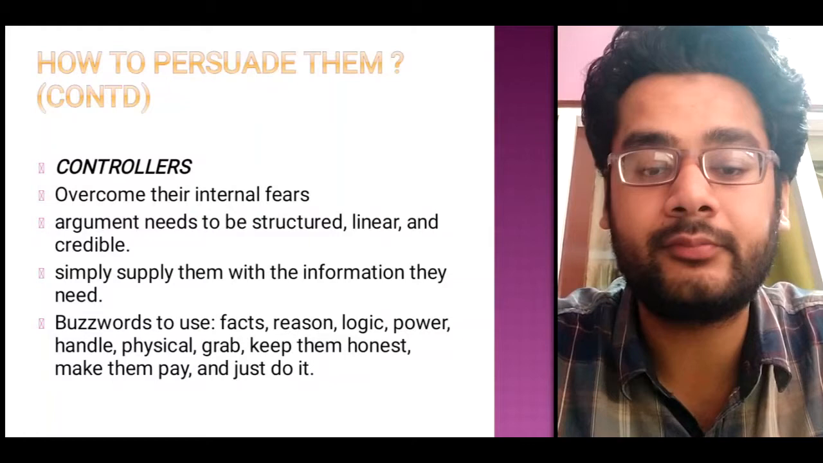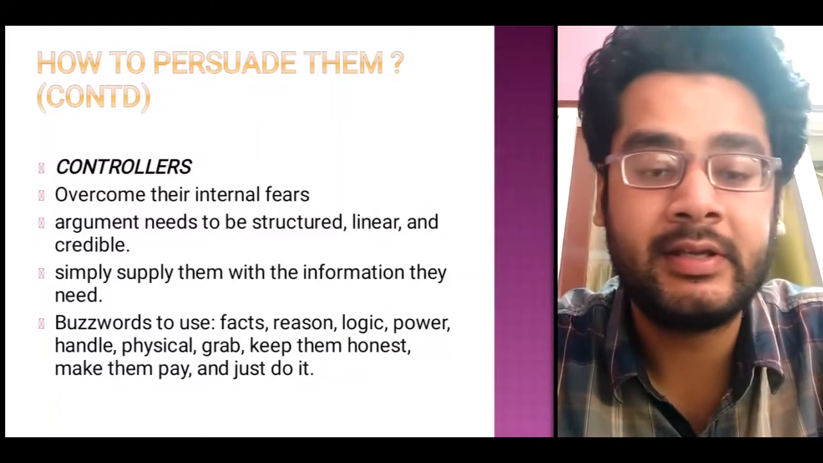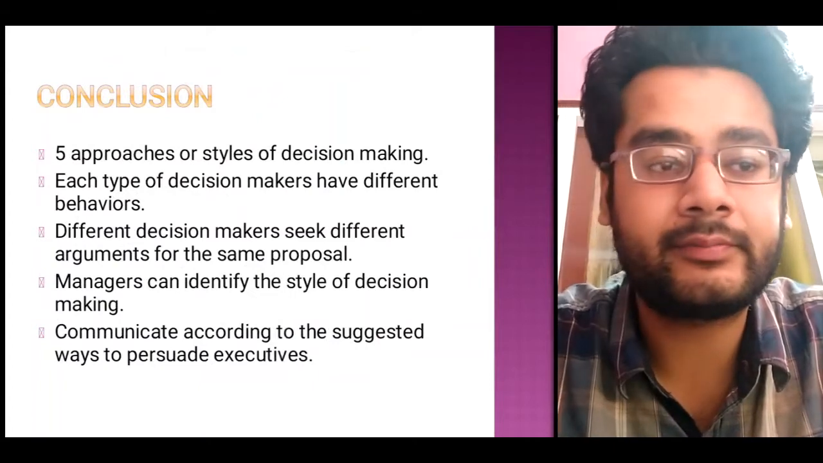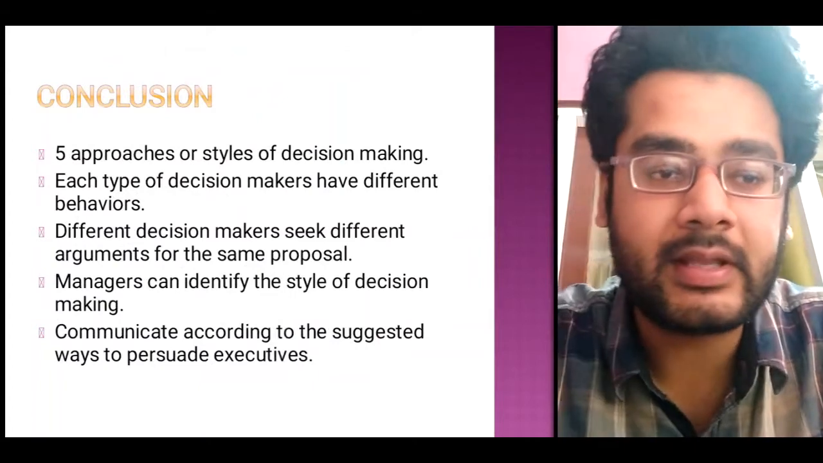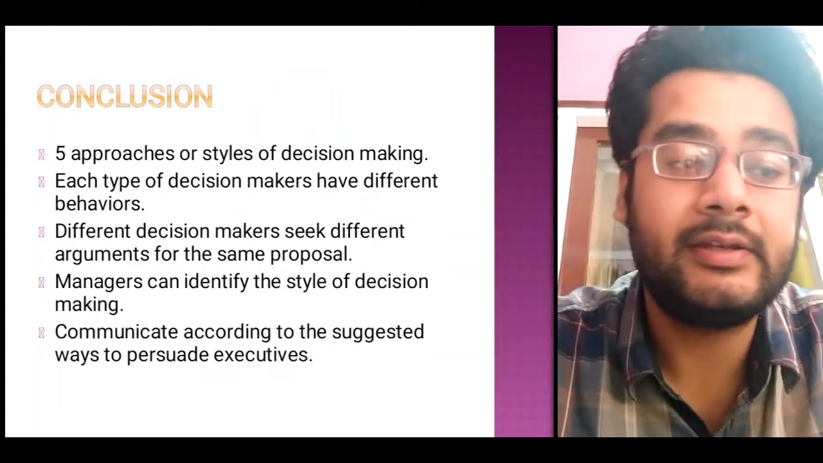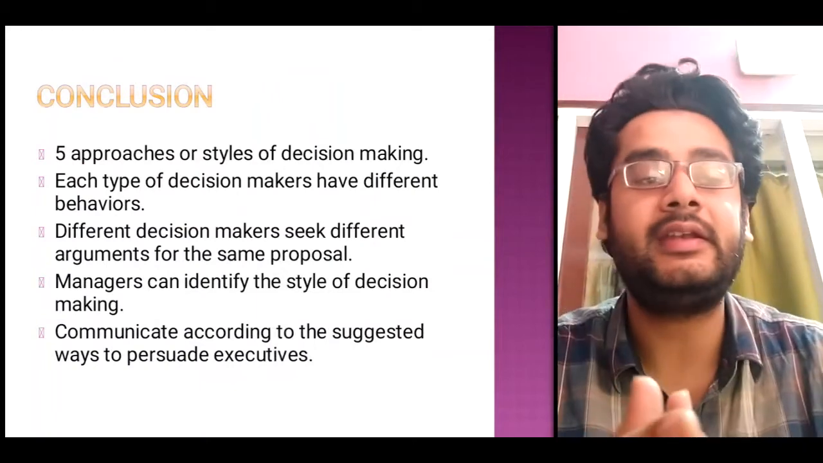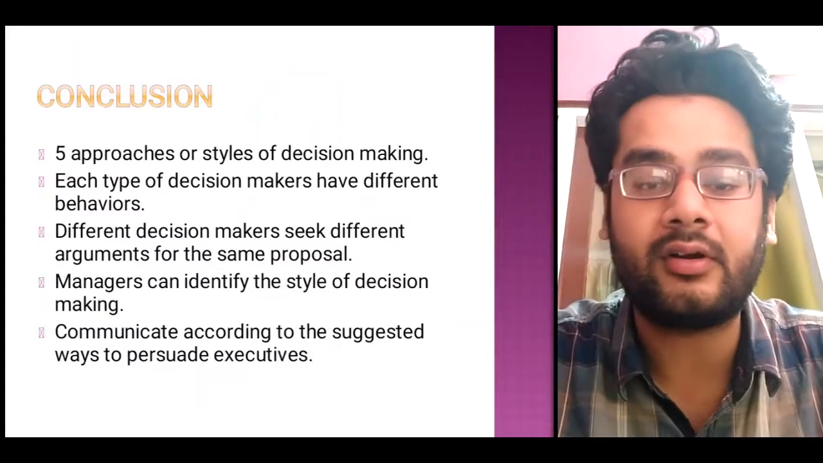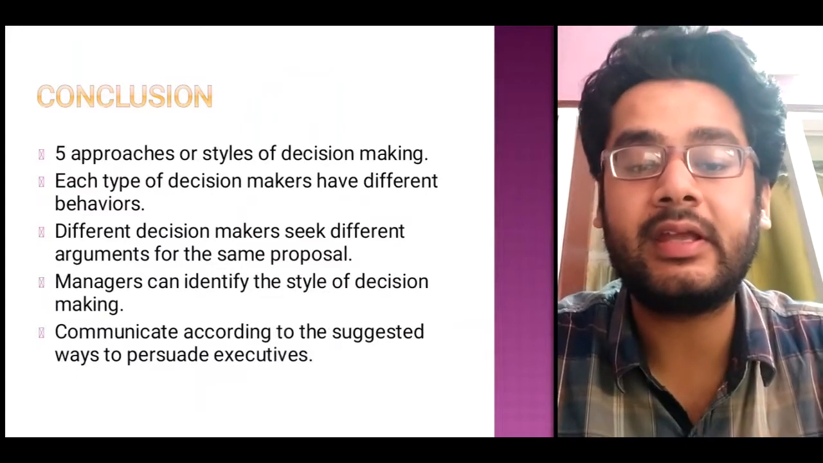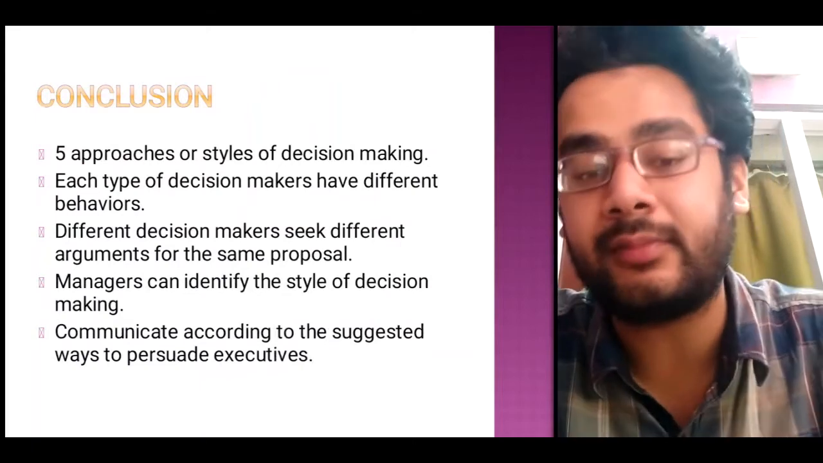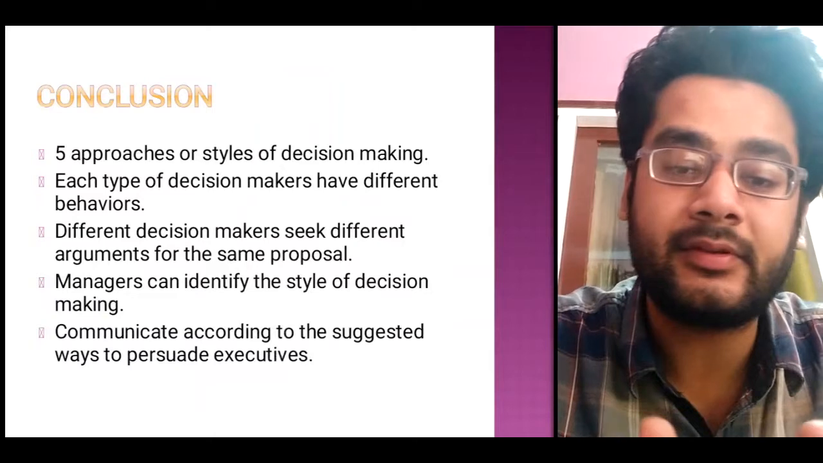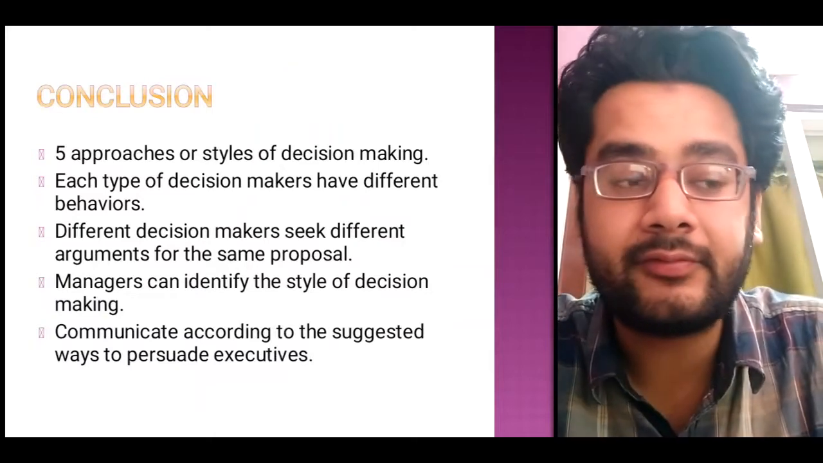Now we come to a conclusion of this research. There are 5 approaches or styles of decision making. Each type of decision maker has different behaviors. Different decision makers seek different arguments for the same proposal, or we can say that they seek arguments structured in a different manner. You might be providing the same arguments, but they must be structured in a different manner.